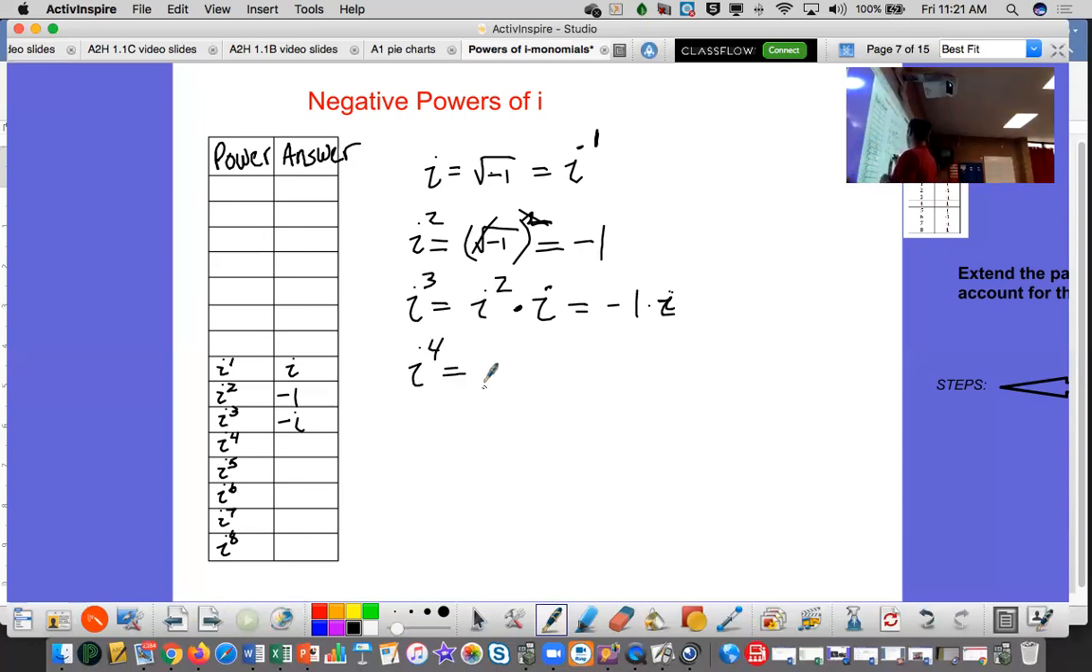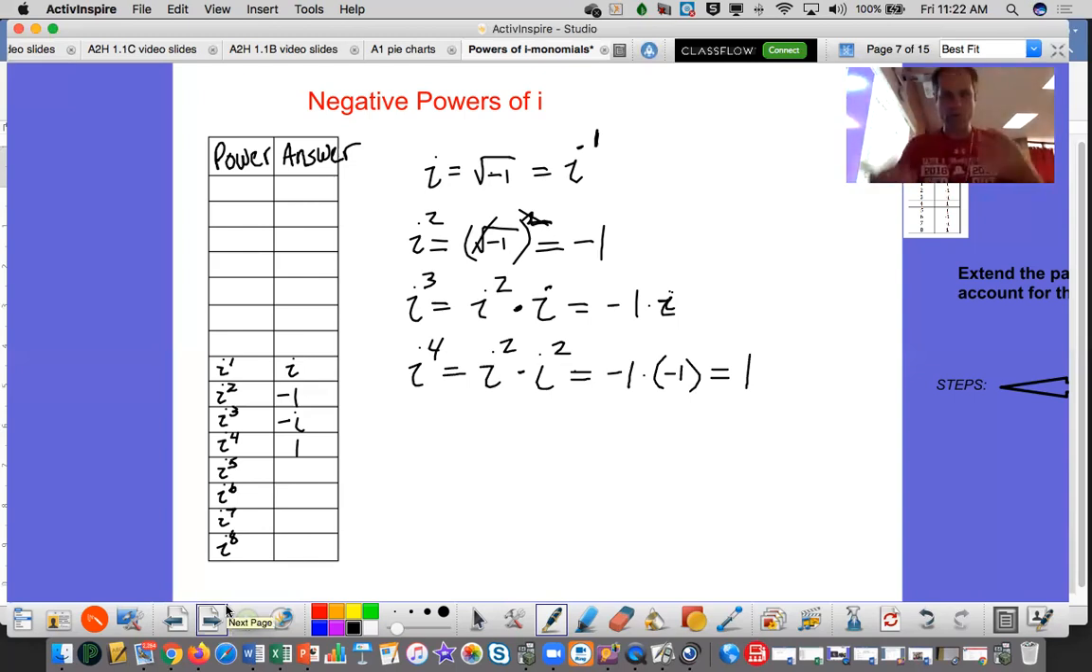I to the fourth, we could do this a couple of ways. I'm going to go the i squared approach. i squared times i squared. And I know that both of these i squareds equaled -1. So this is really -1 times -1, which is a +1. Okay? So there's our first 4 rotations, and that's going to be very important moving forward.